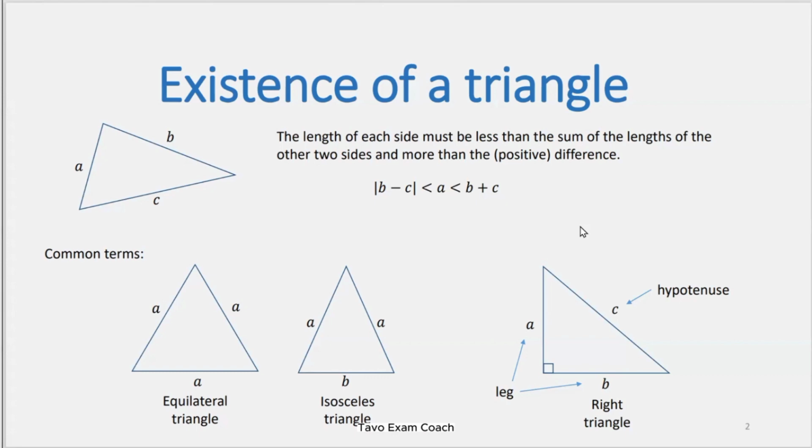Otherwise, you would have a likely situation like this. Imagine that you want to form a triangle with these three segments. Impossible, right? Because these two together cannot even reach this length.